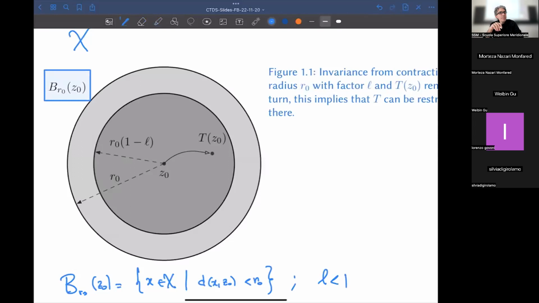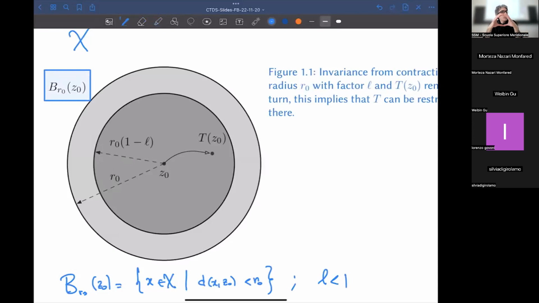So now we have a problem, because the Banach contraction theorem requires contractivity everywhere. Now I have a ball. In the ball, I'm contracting. Outside, I know nothing. Probably not contracting.